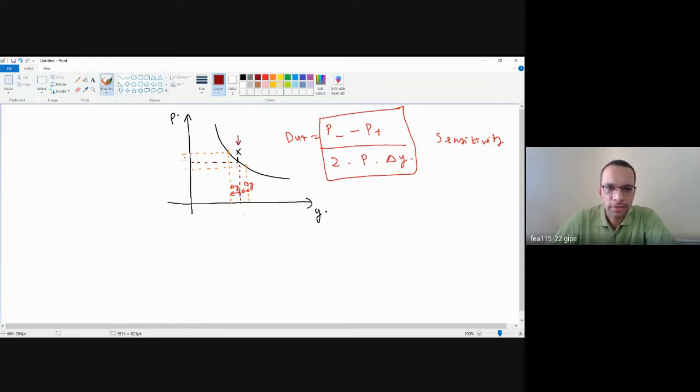So let's say this is P. Let's say this is P minus. Let's say this is P plus. Similarly, let's say this is my Y minus. Let's say Y minus, and this can be Y plus, and let's say this is Y.